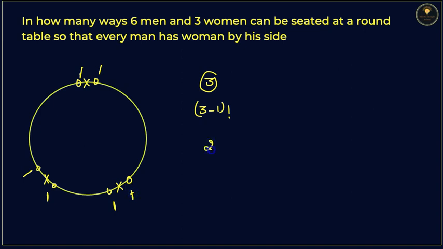Which means that we are writing the arrangement of women as equal to 2 factorial, and we are writing the arrangement of men as equal to 6 factorial. So the correct answer that you will get is equal to 2 factorial multiplied by 6 factorial.